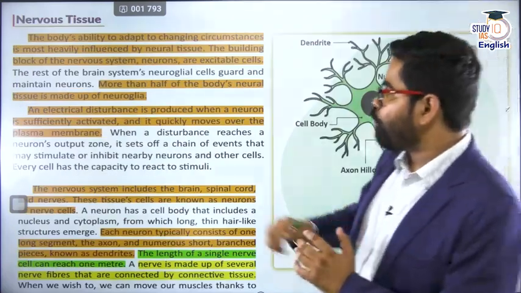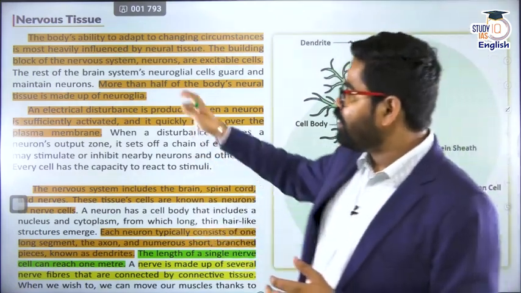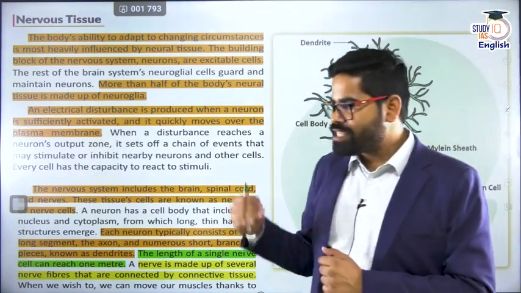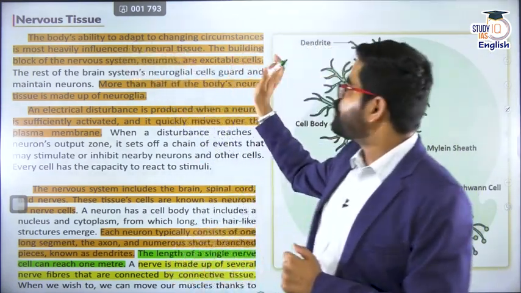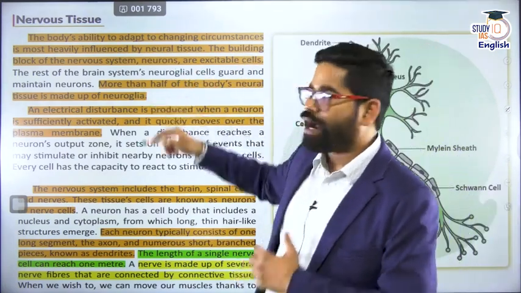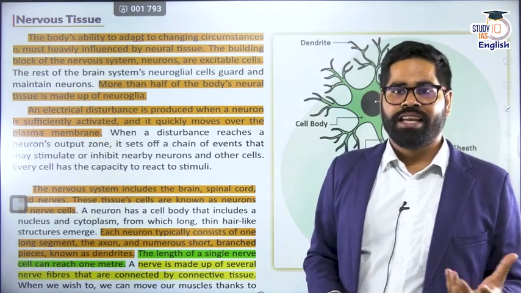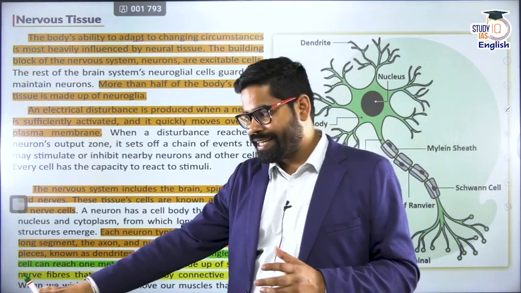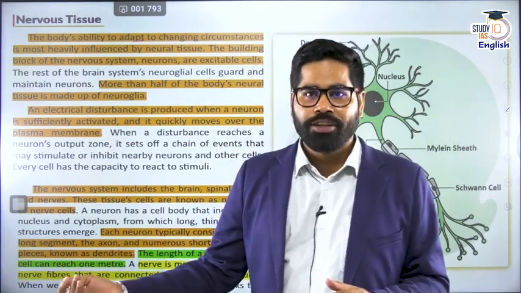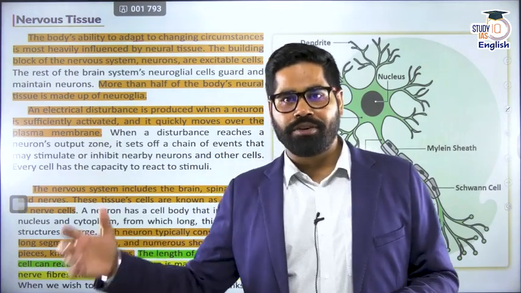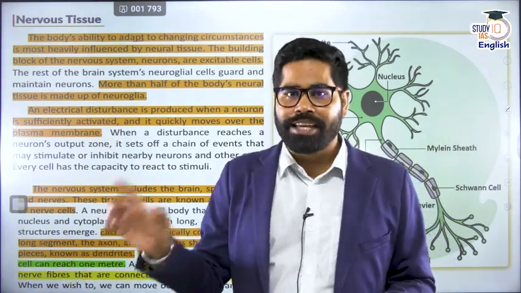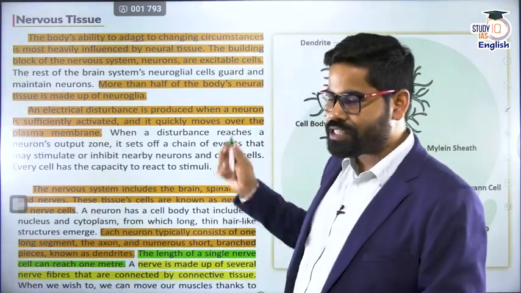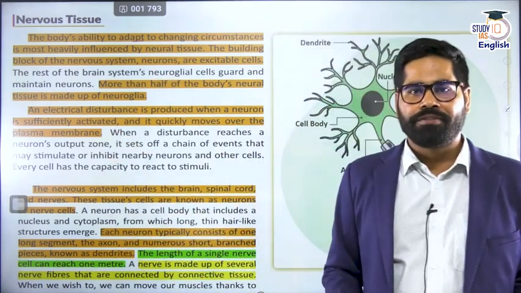Then one more tissue we can see here is nervous tissue. The nervous tissue provides the ability of the body to adapt according to changing conditions. If anything is changing in our environment, we need to adapt to that. If you touch something very hot, you have to pull your hand away. It's not that you decide to pull your hand slowly. That is an immediate reflex. Nervous tissue works for that purpose.